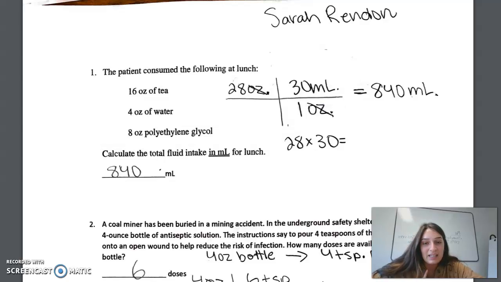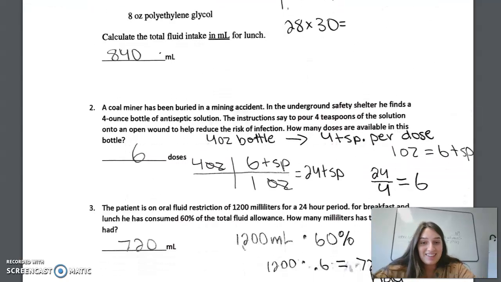I stated what I knew, so I added 16 plus 4 plus 8, and I got 28 ounces. Then I set 30 milliliters over 1 ounce so I could cancel out my ounces. So then I had 28 times 30, and my answer is 840 milliliters. Pretty good.